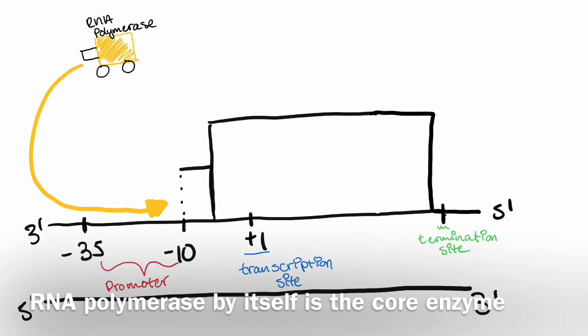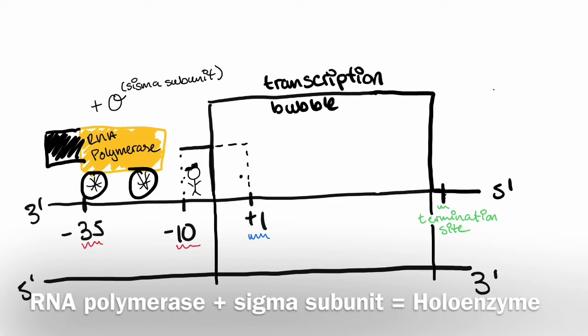The RNA polymerase will want to come in and start transcribing the ribonucleotide triphosphate from the 5' to 3' end, but cannot do so without the sigma subunit. The sigma subunit combined with the RNA polymerase allows for it to bind to the promoter region, and together it is called the holoenzyme.